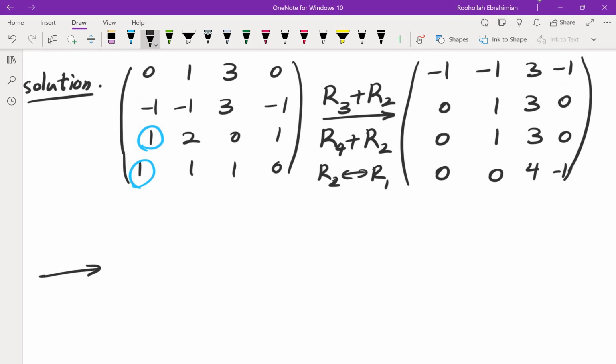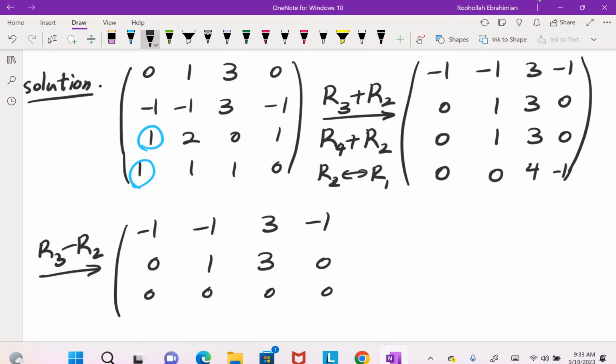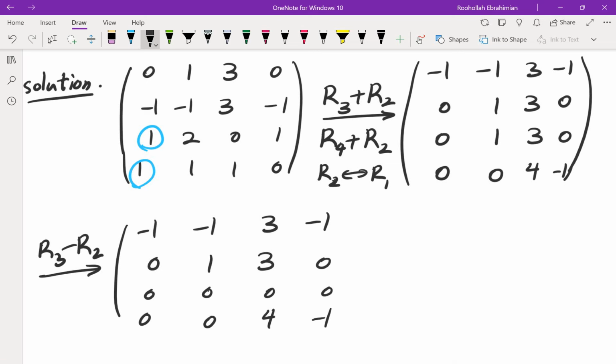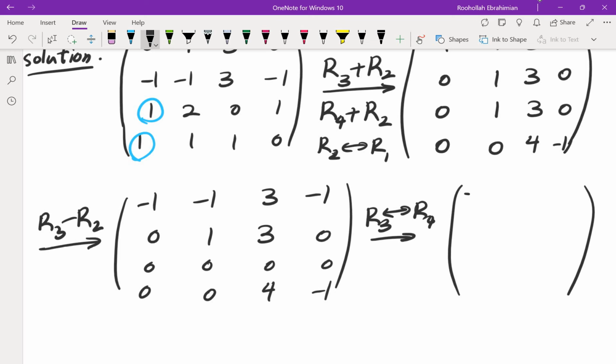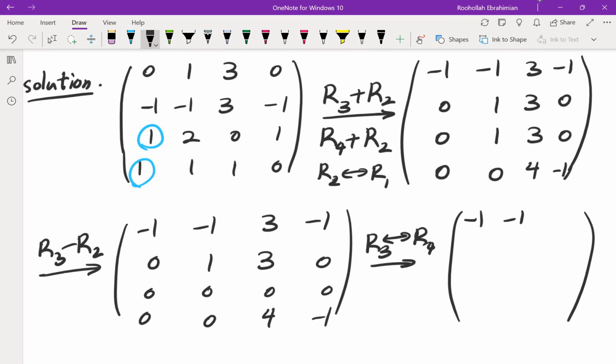Right there, you know that the first, second and third column, third row are the same. So we'll subtract the second row from the third row. We will get negative 1, negative 1, 3, negative 1, 0, 1, 3, 0, 0, 0, 0, 0, 0, 0, 4, negative 1. Okay, so right there, it's almost echelon form, except I have to swap the third row and the fourth row. And if I do that, I will get, so first row remains intact, negative 1, negative 1, 3, negative 1. Second row the same. I have to swap the third and fourth row, so 0, 0, 4, negative 1, and then zeros are at the bottom.